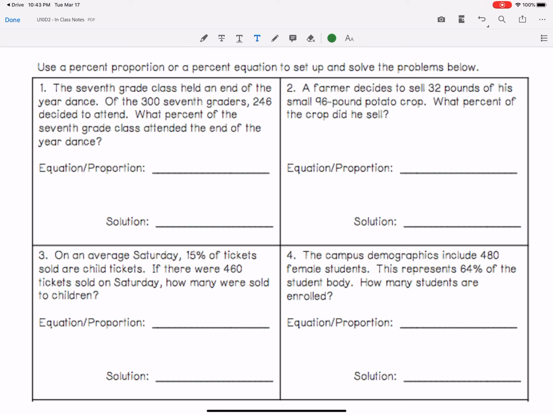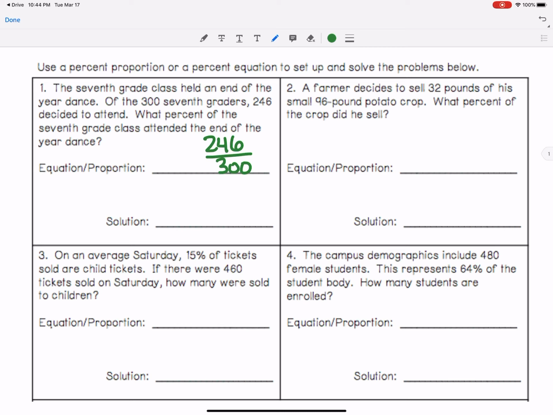The 7th grade class held an end of the year dance. Of the 300 7th graders, so I'm going to start setting this up right now. We know there's 300 7th graders. 246 decided to attend. So right now we have our fraction. We have our part over the whole. 246 students, that's the part. The whole number of students is 300. What percent of the 7th grade class attended the end of year dance?